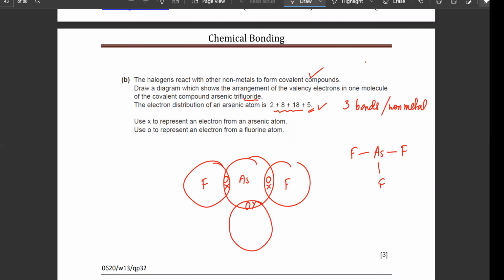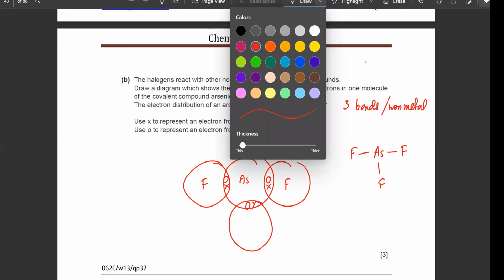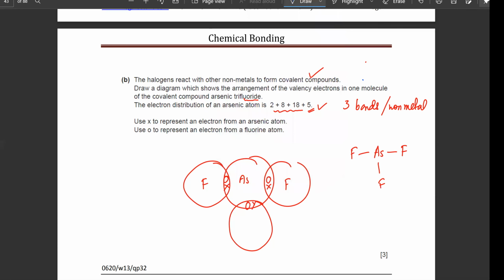You've shown the bonding, but the dot and cross diagram is still incomplete because you have to draw the non-bonding electrons, the ones that are not involved in bonding. The easy way to figure that out is that each atom should have a total of 8 electrons around it. So how many electrons are left for arsenic? Sir, 2. 2 more electrons because you already have 6 electrons.